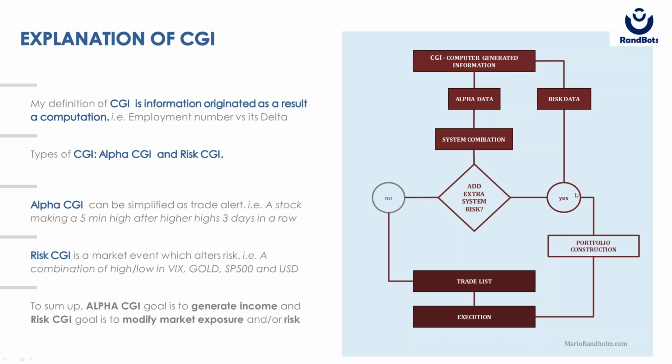Because if I add risk, it goes here to risk data, because there is a third-party system or a new system that we traded wanted to add risk at the current level. So it goes to the portfolio construction, and if we do have in the portfolio expectancy ratio room to trade the S&P 500, it will trade into an execution. So to sum up, alpha computer-generated information is to generate income, right? The goal is to generate income. And risk computer-generated information is to modify market exposure, right?